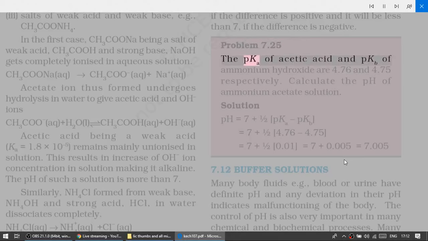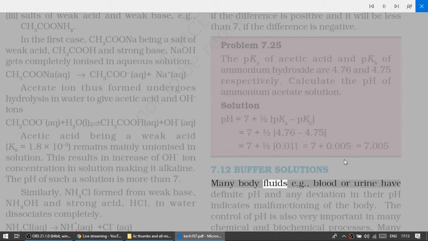Problem 7.25. The pKa of acetic acid and pKb of ammonium hydroxide are 4.76 and 4.75 respectively. Calculate the pH of ammonium acetate solution. Solution: pH = 7 + ½(pKa − pKb) = 7 + ½(4.76 − 4.75) = 7 + ½(0.01) = 7 + 0.005 = 7.005.